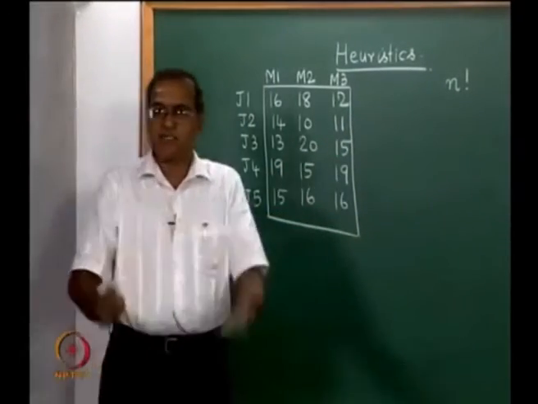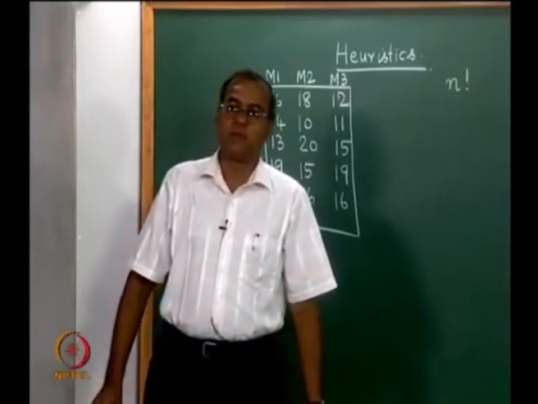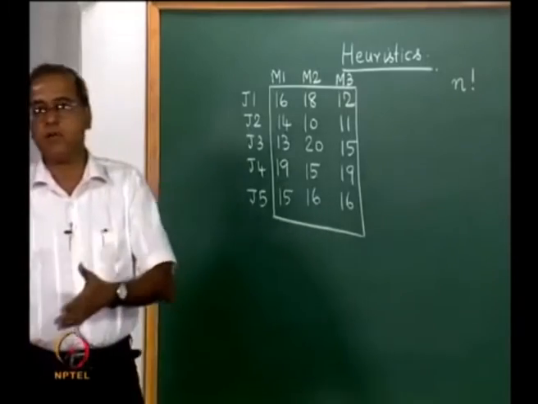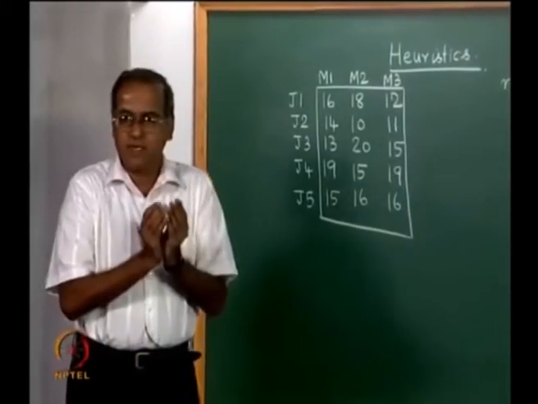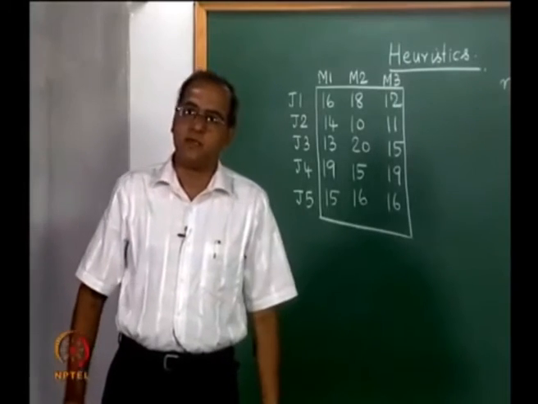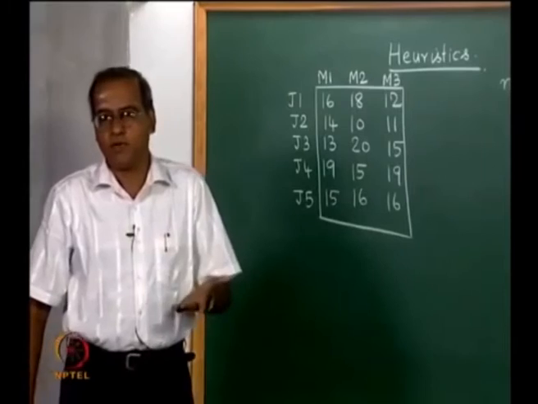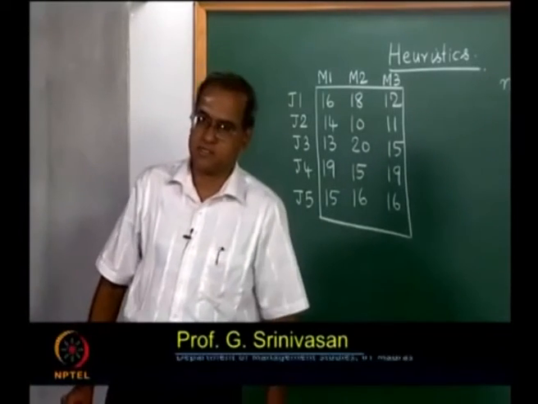So, in the worst case the branch and bound algorithm can do n factorial computations, which means that it can do an exponential number of computations. When it does an exponential number of computations, the computing time taken to solve the problem optimally becomes very large as the size of the problem increases.